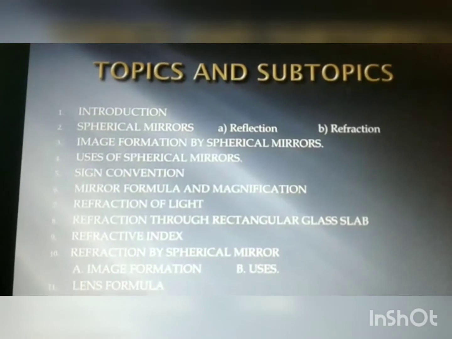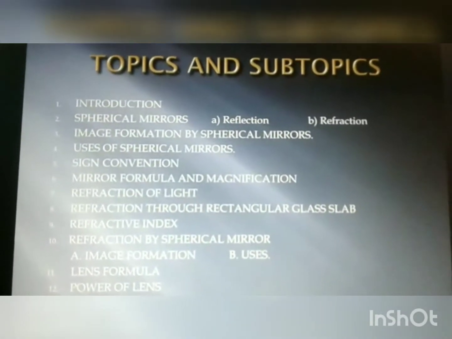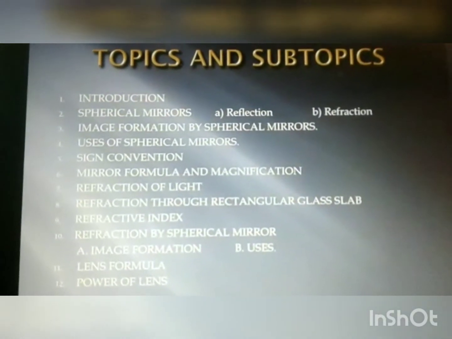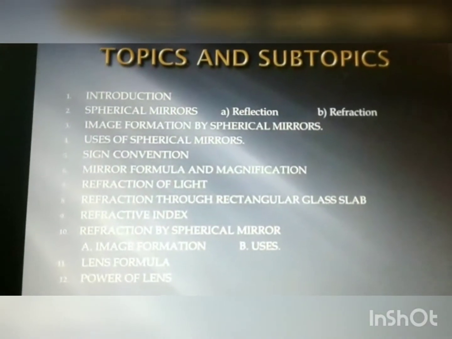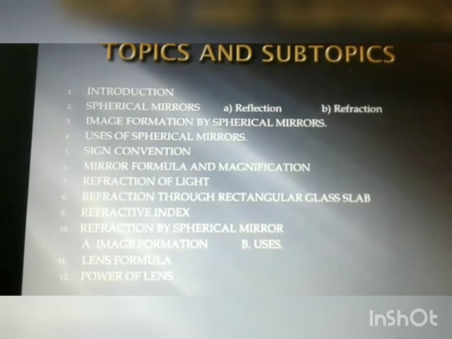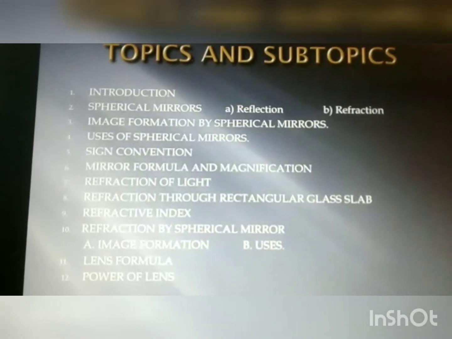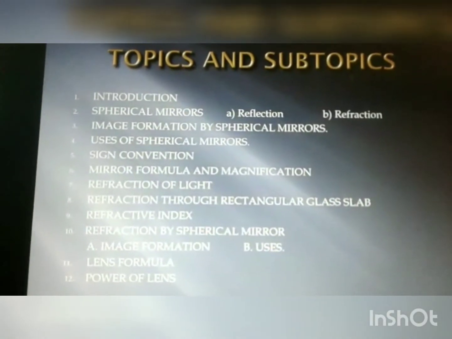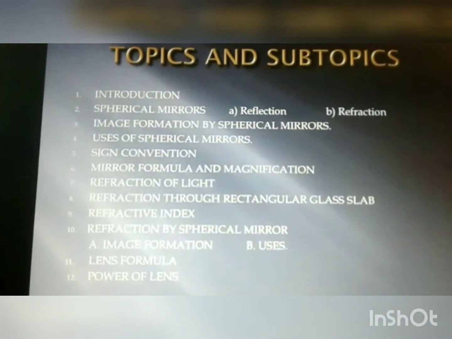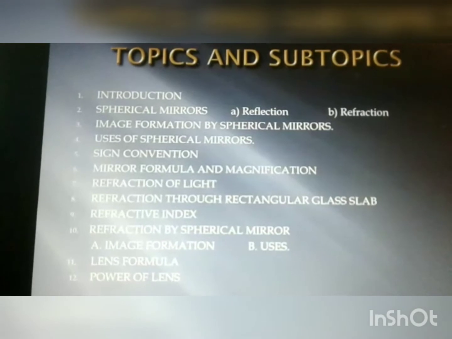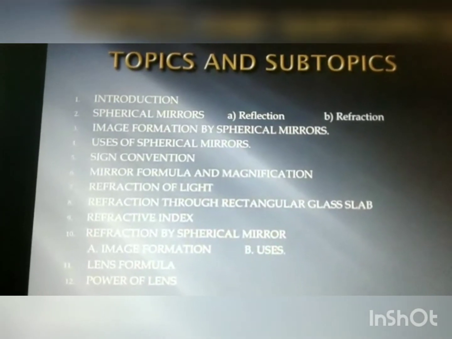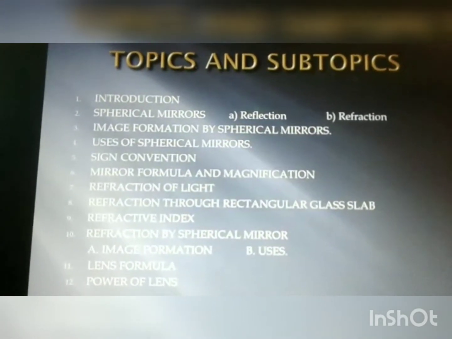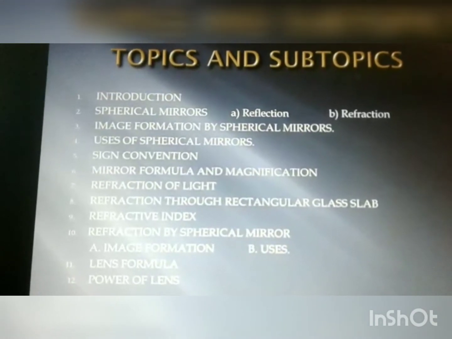The topics and subtopics of this chapter which we are going to discuss: first, introduction of light; second, spherical mirror, reflection and refraction; then next, image formation by spherical mirror; next, uses of spherical mirrors; next, sign convention; then mirror formula and magnification; then next is refraction of light; next, refraction through rectangular glass slab; next, refractive index; then refraction by spherical lens; then image formation, their uses, lens formula, and last is power of lens.